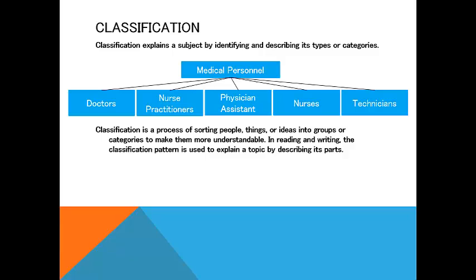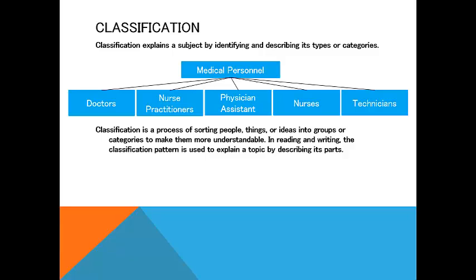If you wanted to explain who makes up your college faculty, you could also classify the faculty members by the disciplines they teach, or you could classify them by age, level of skill, or some other factor. When reading, classification is a process of sorting people, things, or ideas into groups or categories to make them more understandable. In reading and writing, the classification pattern is used to explain a topic by describing its parts.